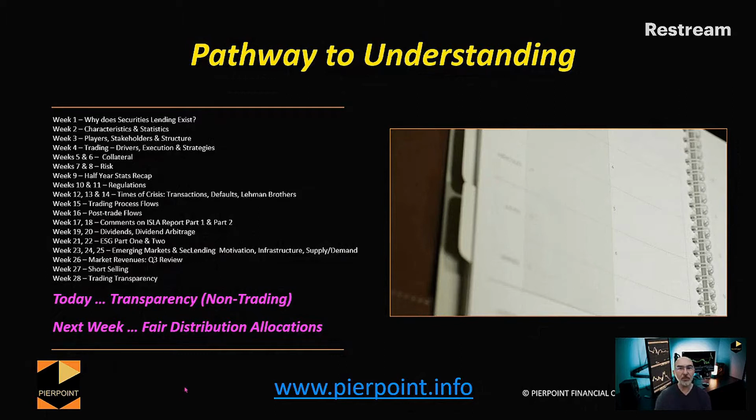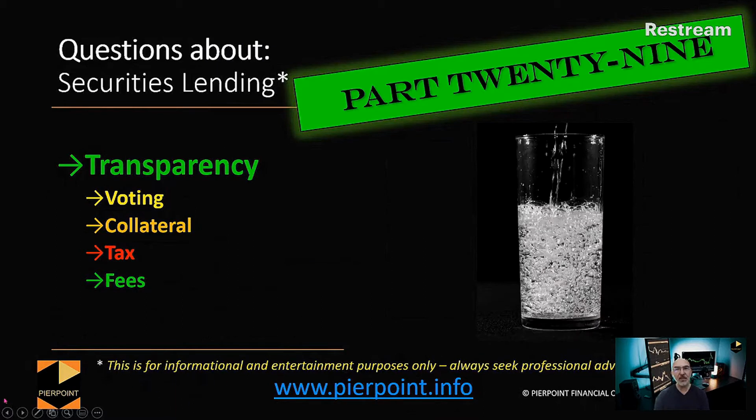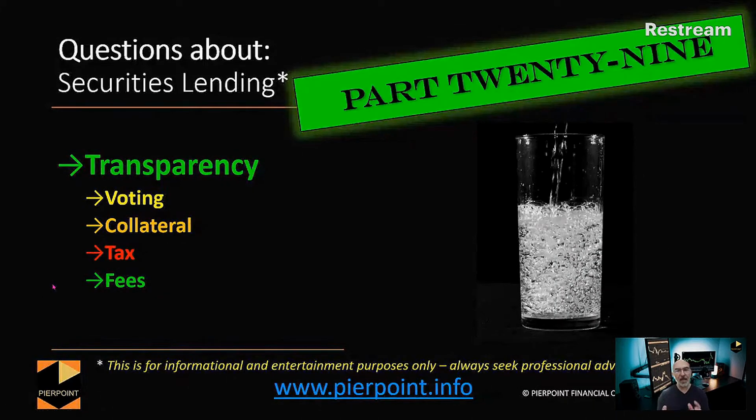Okay, we're going to be talking about 4 different aspects of transparency today. First of all, voting, then collateral, then taxes, and then fees. Each of these has a different aspect of transparency to them. They all have different angles.